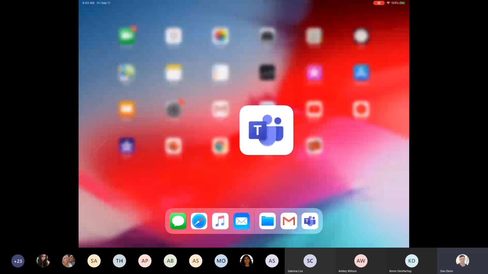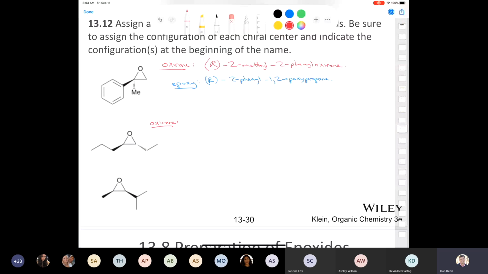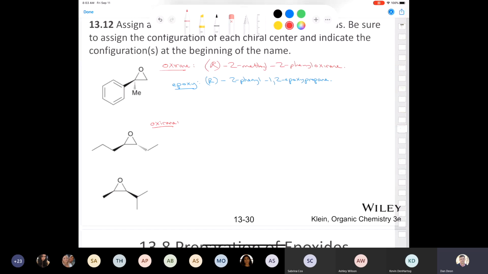Okay, perfect. So I want to take a look at this second compound here, and we're going to start by naming this compound as an oxirane. That's what I have written here in red. And remember that oxirane is a three-membered ring that has an oxygen in it. So we have an oxirane right here.